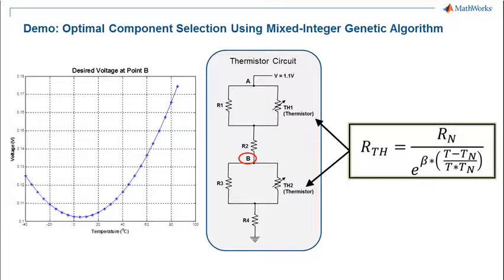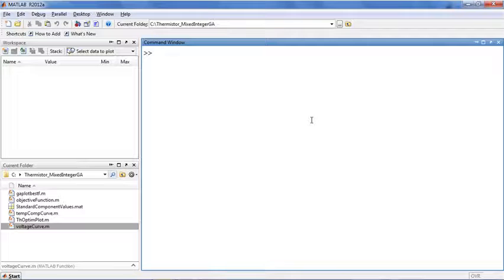In an optimization sense, we would like to minimize the difference between this curve and the curve generated from a particular combination of components. The supplier of our components only has certain sizes available, so this becomes an integer-constrained optimization problem because our resistor and thermistor values must come from the list of available components. I'll now move into MATLAB to show how this problem can be solved.